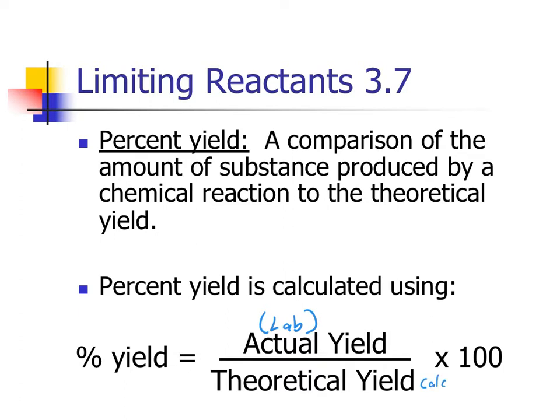Ultimately it's as if you are finding your grade on a test. On a test, in theory, you should get 100%, or your theoretical yield of all the points possible. Taking the test is actually doing the test, which is your actual yield. How many points did you actually get out of the test? That tells you your score out of how many it should be, times 100 gives you your percent yield. And that is kind of like, how good did you do?